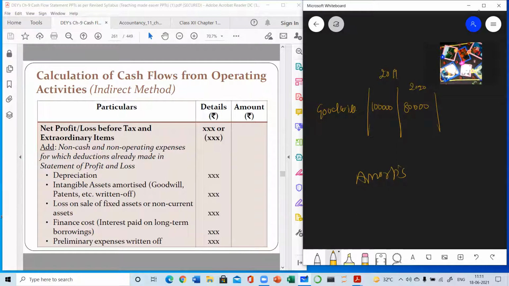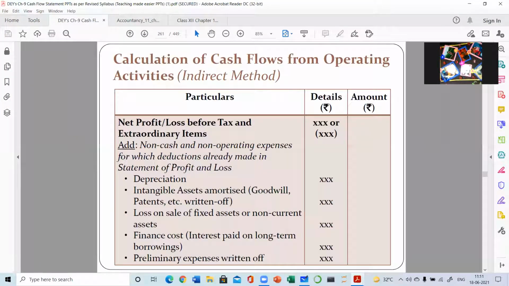So you just have to check what was the opening balance and what is the closing balance. If the closing balance has decreased, it means it's an amortization. It has decreased by 20,000, so this 20,000 will be added here. Intangible asset, goodwill, amortized. You have to check the balance sheet and the information given for each and every item. Similarly, for other intangible assets like patents, copyright, trademark, whatever is given, if their value has decreased, then the difference will be added here.